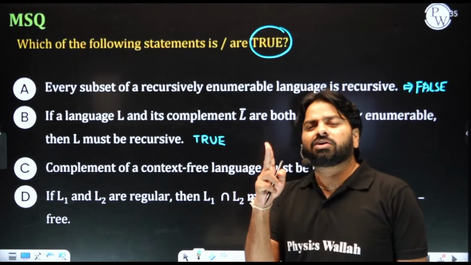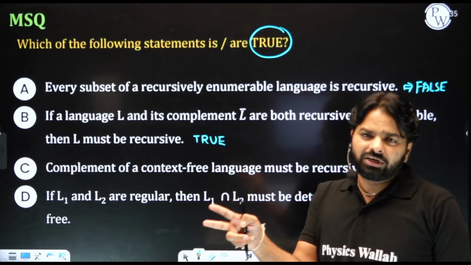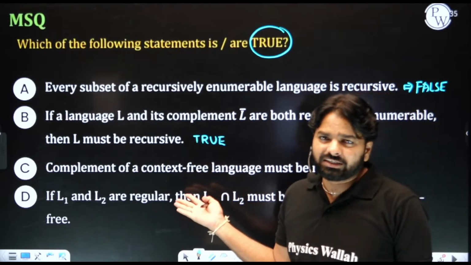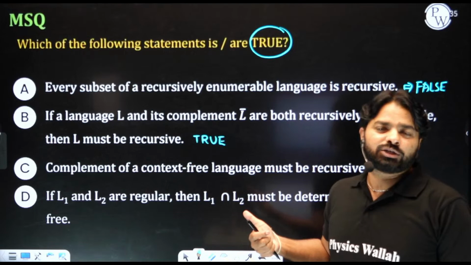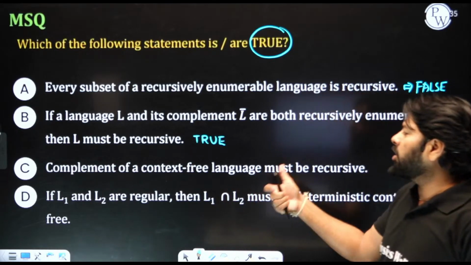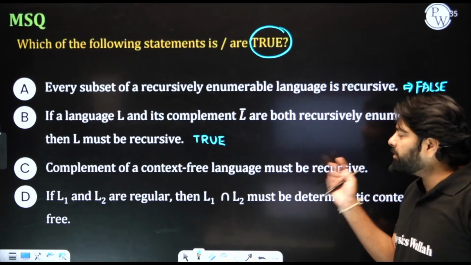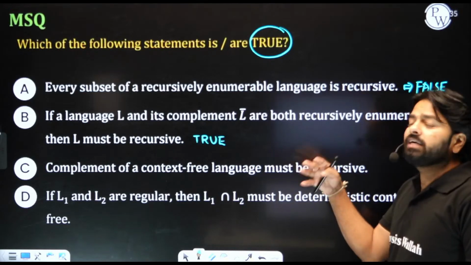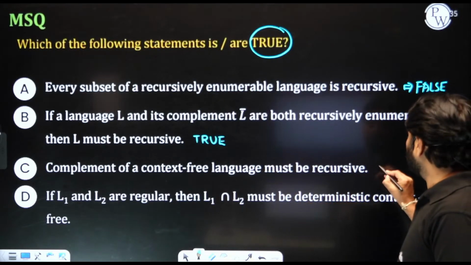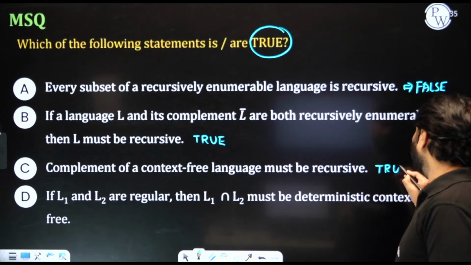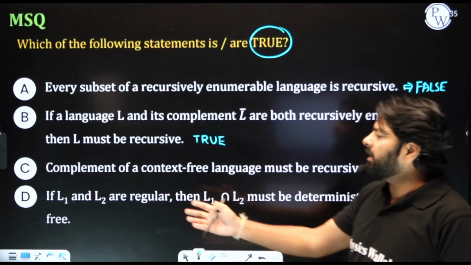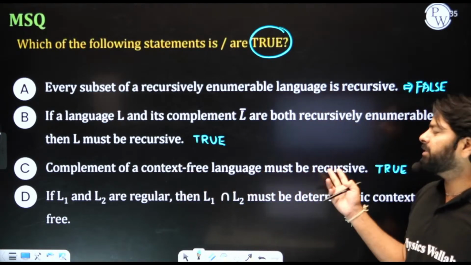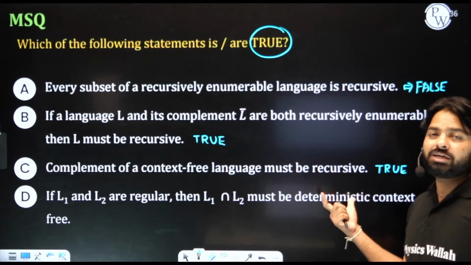The reason is that context sensitive languages are closed under complement, so the complement of a CFL is always a CSL. Every CFL you can assume is a CSL, so definitely the complement of context free must be recursive because it is already a context sensitive language. So this is also a true statement. There is another true statement: complement of context free must be context sensitive. That statement is also true.